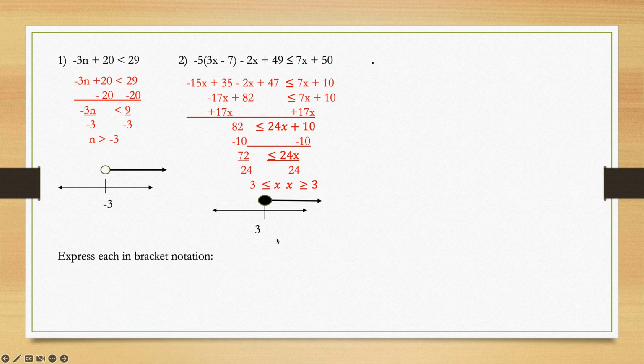As far as bracket notation goes, for the first one, you're not allowed to equal the -3, so it's a parenthesis. Goes on to infinity. Infinity is always a parenthesis. And I don't particularly care for this, only because it reminds me of coordinate notation, but I have to get used to it because it is something that we should recognize. And in the second one, you are allowed to equal the 3, so we use a bracket or a staple.